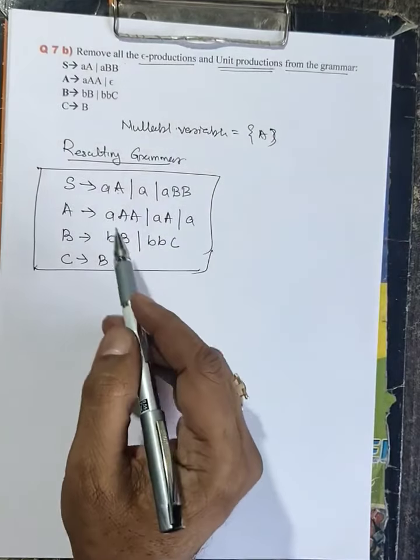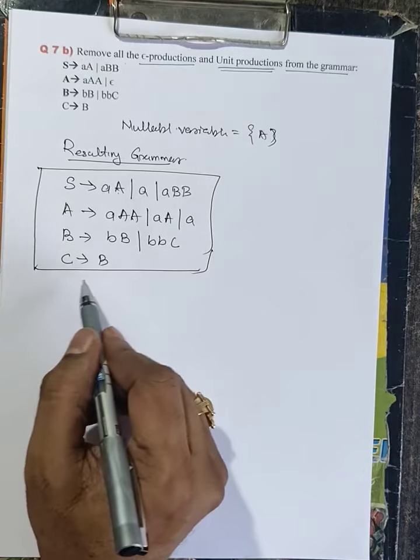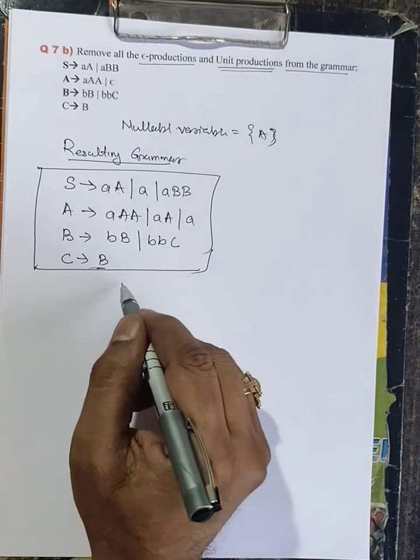Then eliminate unit productions. A unit production has only one symbol on the right hand side of the production, and that symbol must be a variable. Here only one unit production is there. Identify the unit production.